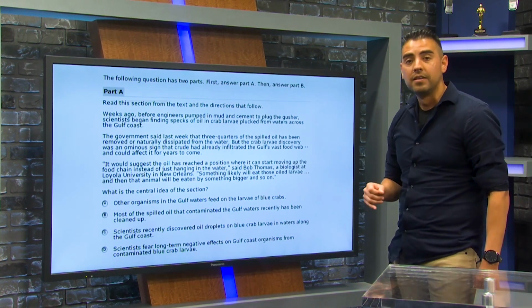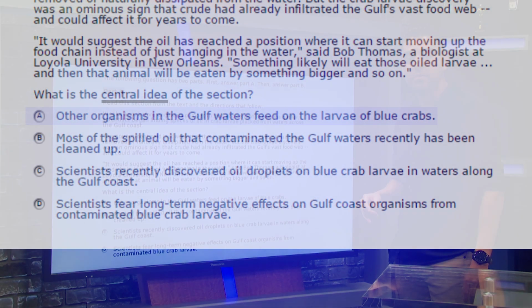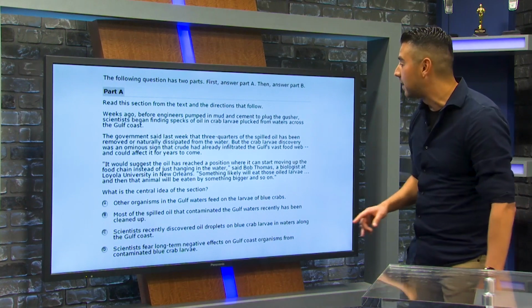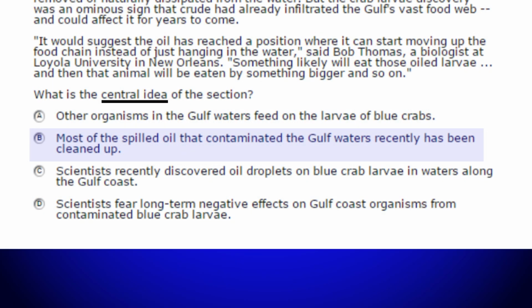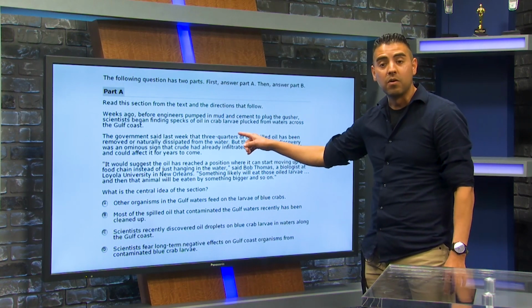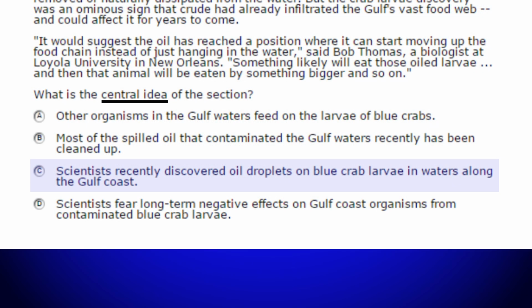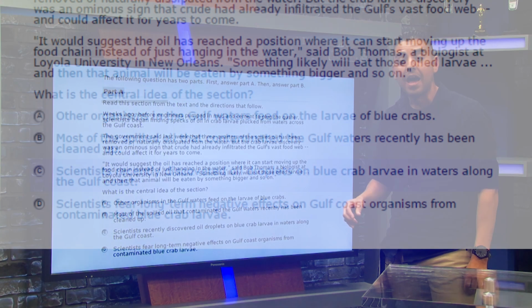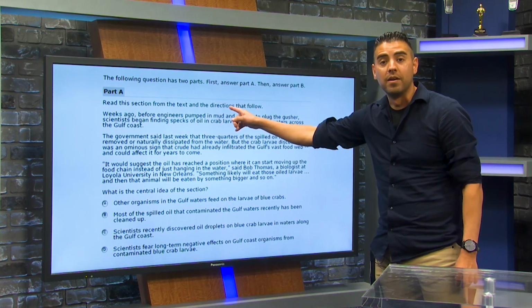So part A says, other organisms in the Gulf waters feed on the larvae of the blue crabs. No, that's not it. That does not include all three sections. Part B, most of the spilled oil that contaminated the Gulf waters recently has been cleaned up. That is incorrect as well because that only includes section 2. Part C, scientists recently discovered oil droplets on the blue crab larvae in waters along the Gulf coast. That is also incorrect because that only includes section 1.